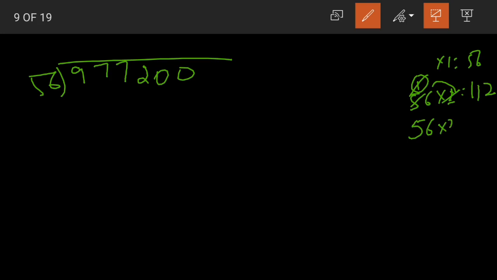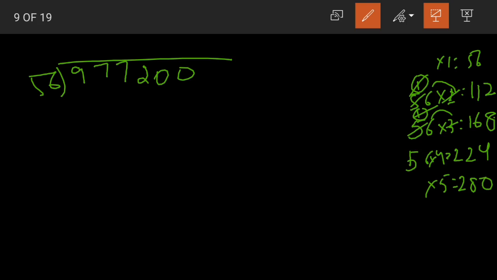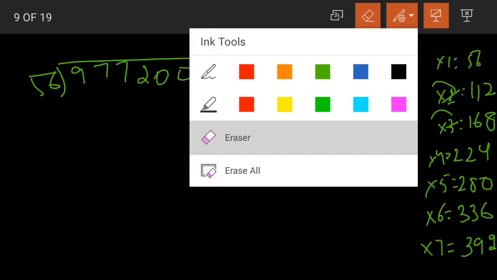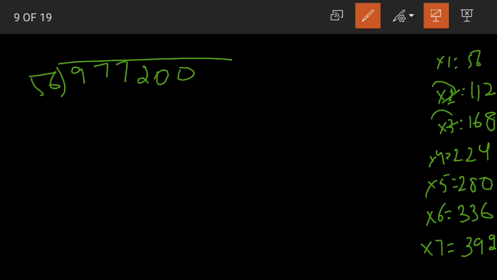Yes, now 56 3s are 3 6s are 18. 8 written here, 1 carried. 3 5s are 15 plus 1 becomes 16. In the same way, 56 4s are 224. 56 5s are 280. 56 6s are 336 and 56 7s are 392. Okay children, so the first step is done. We have written the multiplication table that we need to perform this division. Now let us start dividing.